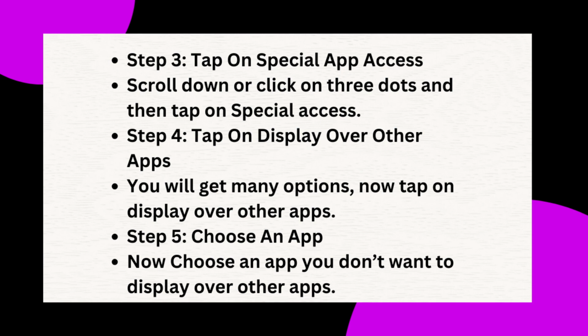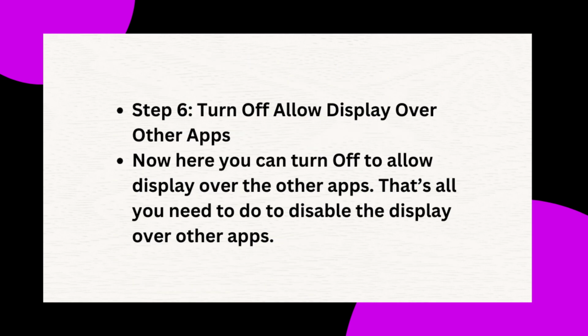Step 5, choose an app you don't want to display over other apps. And step 6, turn off Allow display over other apps. Now here you can turn off the option to allow display over other apps. That's all you need to do to disable display over other apps.